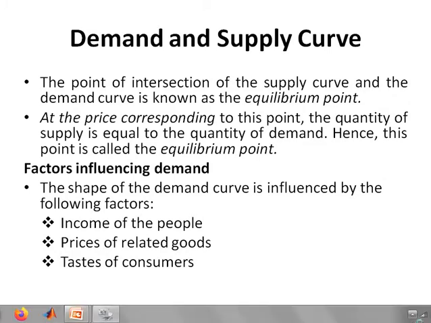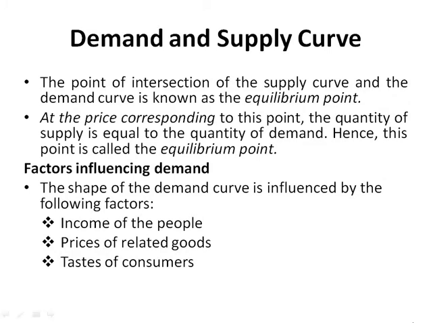So the point of intersection of the demand and supply curve is known as the equilibrium point. Here we have the price corresponding to this point, where the quantity of the supply is equal to the quantity of the demand. Hence this point is called the equilibrium point.